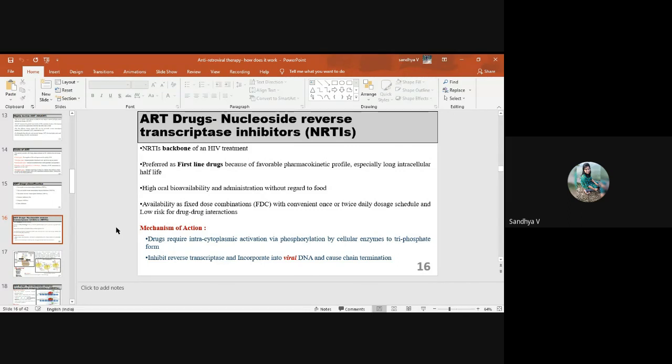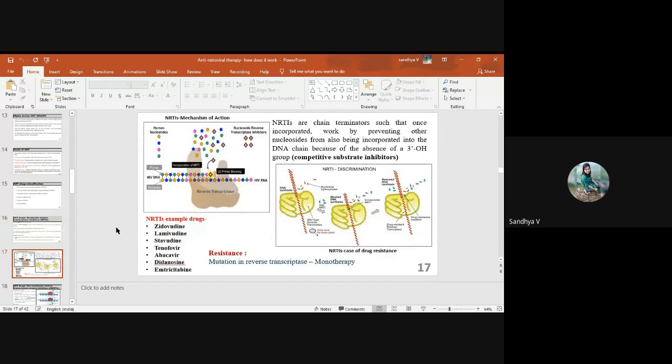Coming to the mechanism of action, as I said, this nucleoside reverse transcriptase inhibitor targets the reverse transcriptase enzyme. This enzyme is essential for the viral RNA to be converted into double-stranded DNA so that it can integrate into the host genome, right? So what this reverse transcriptase does is use the viral RNA as a template, and then with the use of human nucleotides, it converts the viral RNA into double-stranded DNA, right?